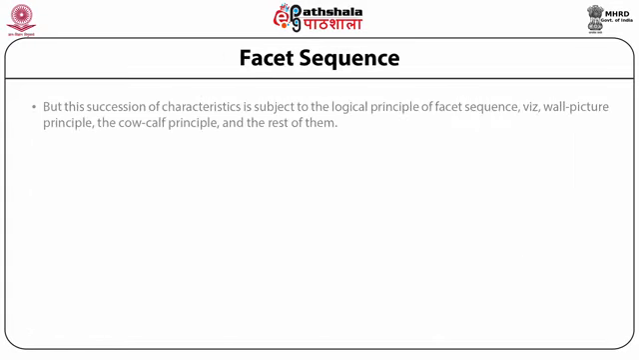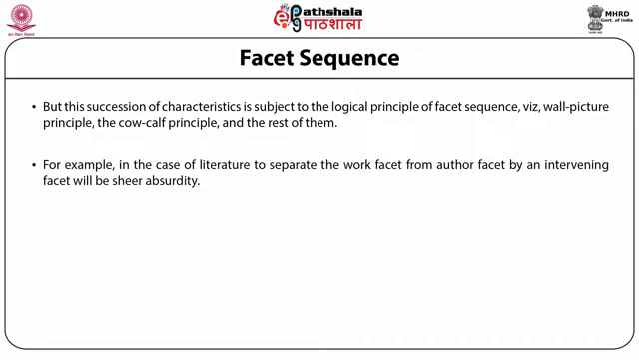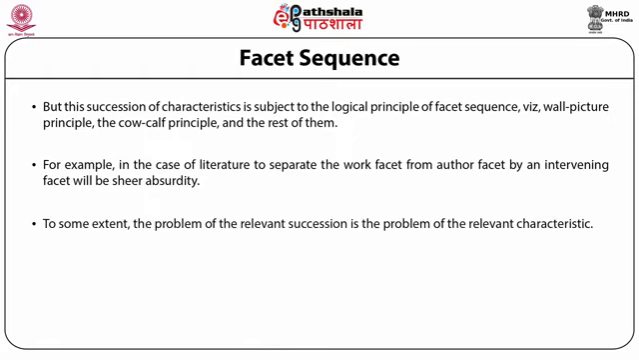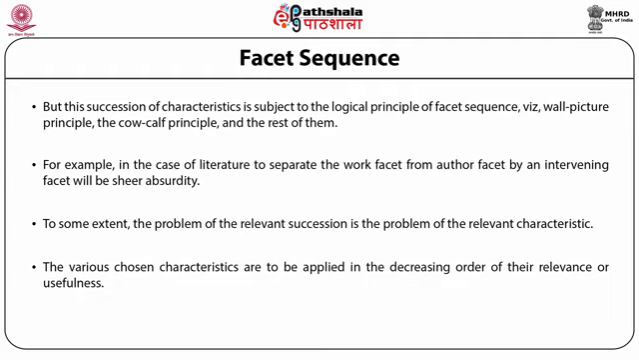Facet sequence. But this succession of characteristics is subject to the logical principle of facet sequence, namely the wall picture principle, the Koukov principle, and the rest of them. For example, in case of literature, to separate the work facet from the author facet by an intervening facet will be a sheer absurdity. To some extent, the problem of the relevant succession is the problem of relevant characteristics. The various chosen characteristics are to be applied in the decreasing order of their relevance to usefulness.